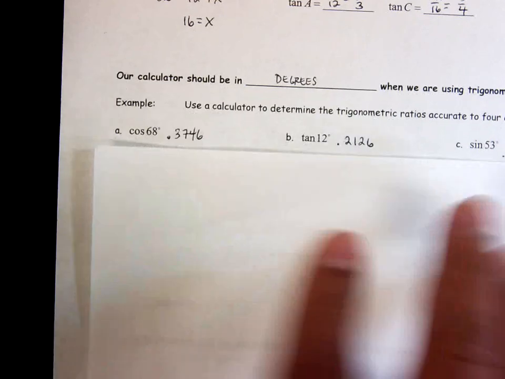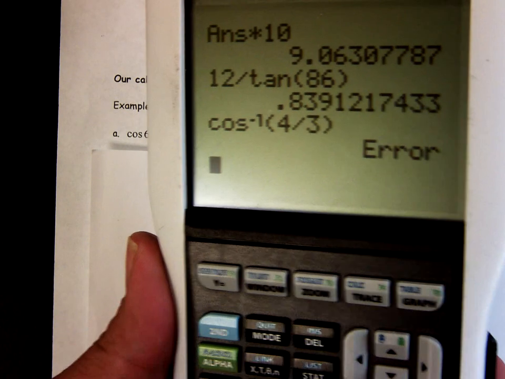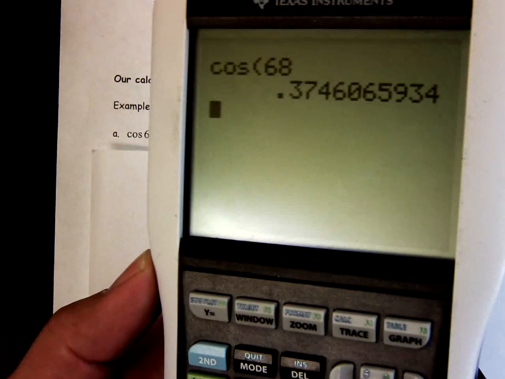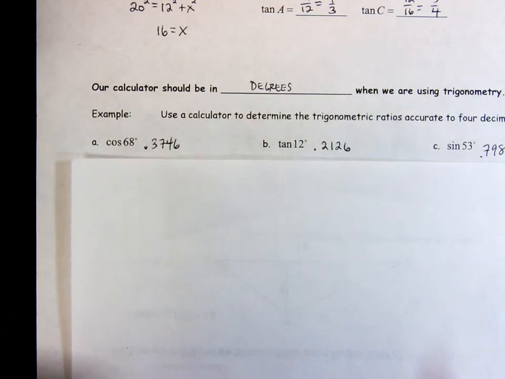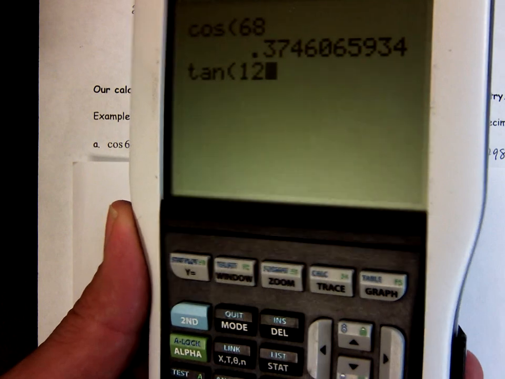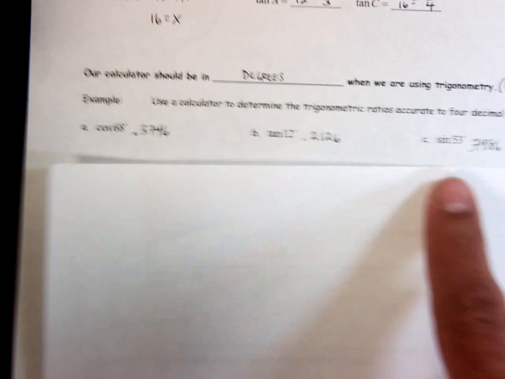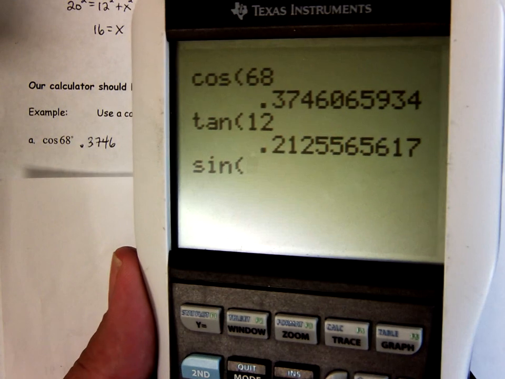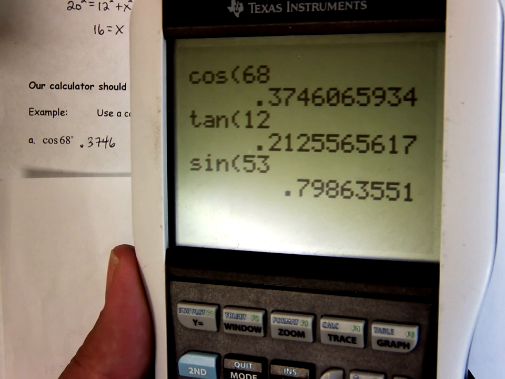So all I'm going to do is figure out, okay, what is the cosine of 68? All we have to do is hit the cosine, hit 68. There it is. It is 0.3746. If you're asked to find the tan of 12, you hit the tan button, you hit 12, and it's that decimal number right there. If you're asked to find the sine of 53, we hit the sine button, we hit 53 on our calculator, and we get that number right there. It's that simple.